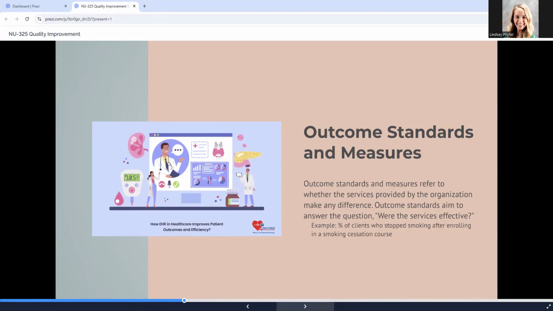So an example of this could be the percentage of clients who actually stop smoking after enrolling in and completing a smoking cessation course. So we are looking at a class or intervention that was actually implemented and the specific outcomes that were related to that specific class or intervention, and how effective it was in meeting the objectives of that specific process.